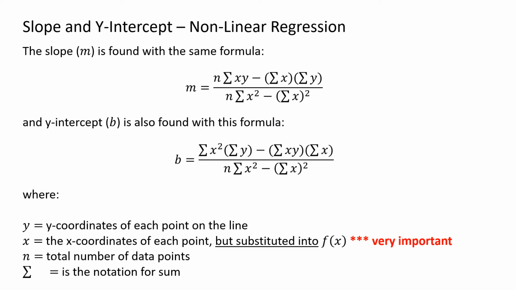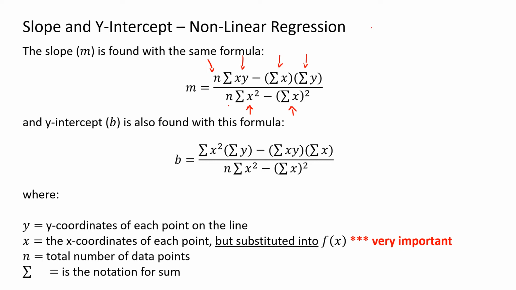So to go over these formulas, the formulas for slope and y-intercept remain the same, okay? But there's one key difference here. The slope is still the number of data points n times the sum of the x times y terms minus the sum of x times the sum of y, divided by the number of data points n times the sum of x squared minus the sum of the x terms all squared. The difference here is that instead of x, you're substituting in whatever your f of x function is.